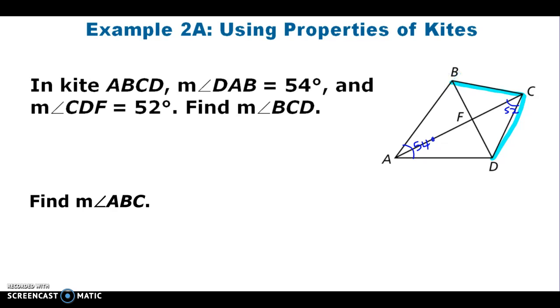Wait, I have a question. Alright, so angle D over here is 52 degrees.